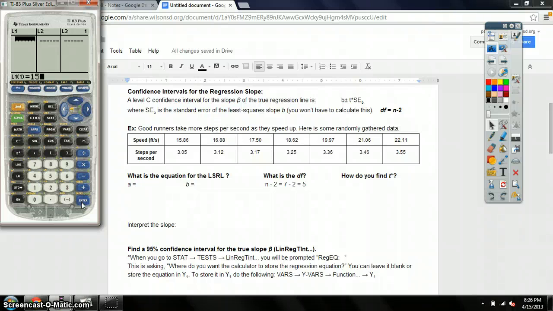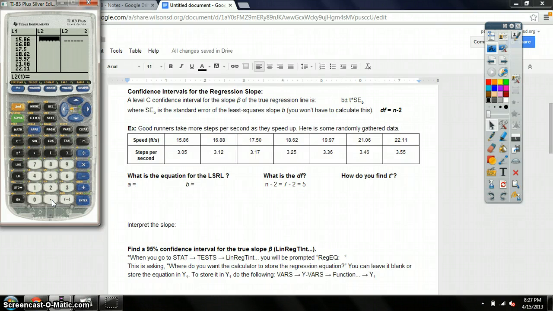So we go 15.86, 16.88, 17.5, 18.62, 19.97, 21.06, 22.11. Okay, so that's our first list.